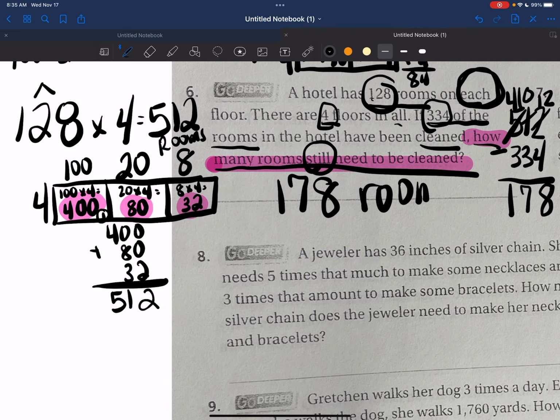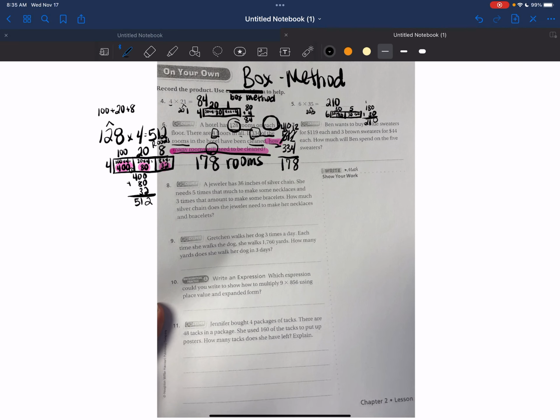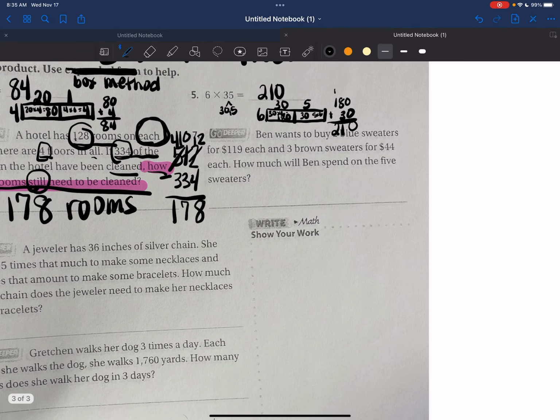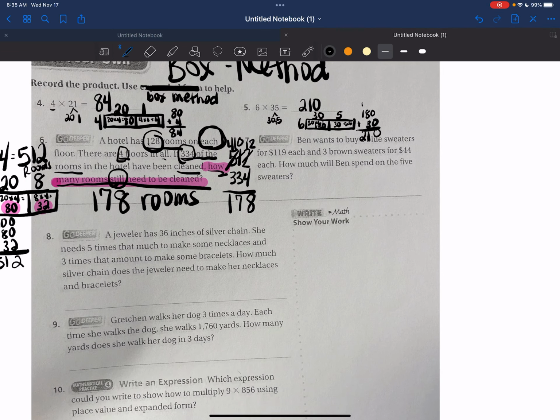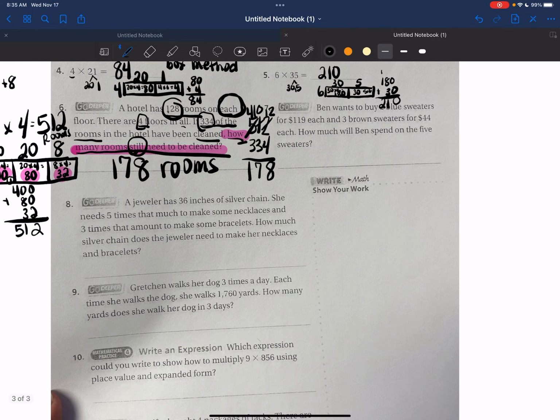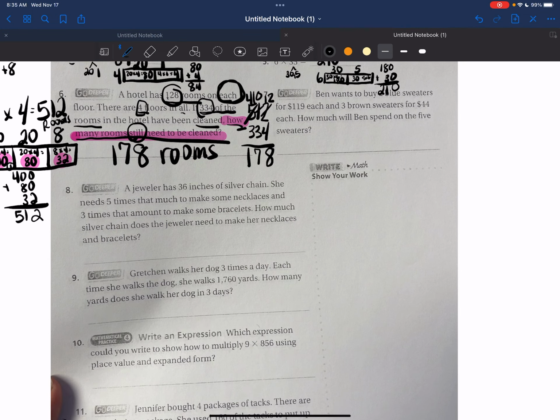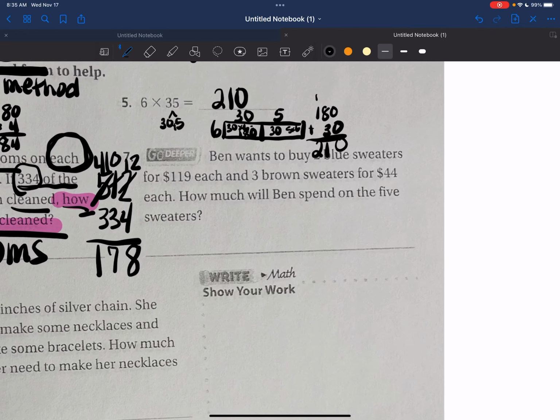178 rooms. I'll do one more with you. We'll do problem 7 over here. I will show you the box method, and then I will show you how to solve the second step, and then you'll do the last 3 on your own.